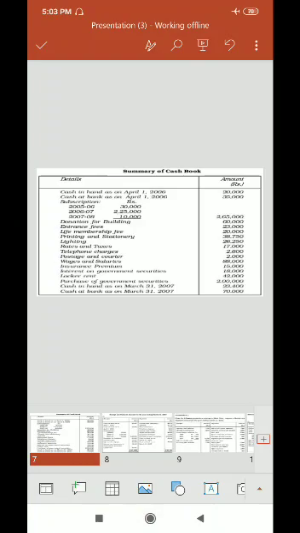So postage and courier, again expenditure, it should come to your credit side. Wages and salary expenditure to your credit side. Insurance premium expenditure to your credit side. Interest on government securities, income. Maybe you have invested money in the government securities, now you're going to get interest, so it should be shown on your debit side. Locker rent.